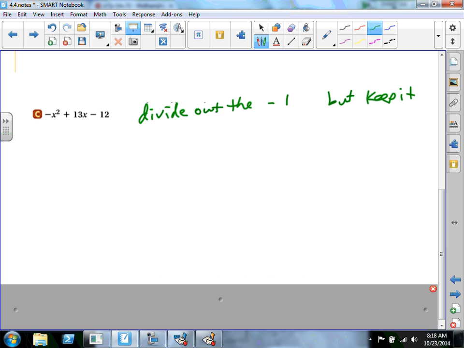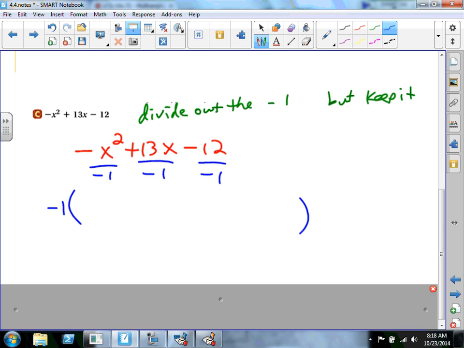Sometimes we divide something out and we can discard it, but in this section we're going to keep it. So we're going to divide everything by -1. Here's what we have: -x squared plus 13x minus 12. Before we start, we're going to divide out a -1. So we divide a -1 out of this, a -1 out of this, a -1 out of this. So we write -1 times the group of. When you do this, every sign changes to the opposite. So my first term is going to be what? X squared, then minus 13x, and then plus 12. Everybody cool so far?